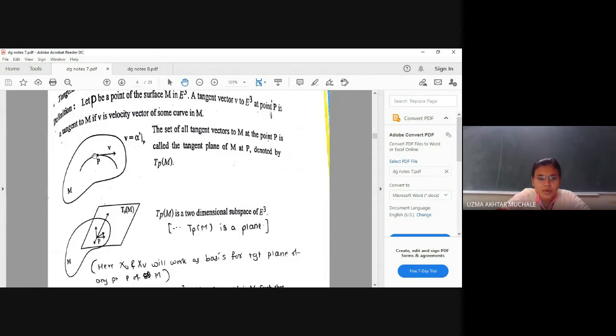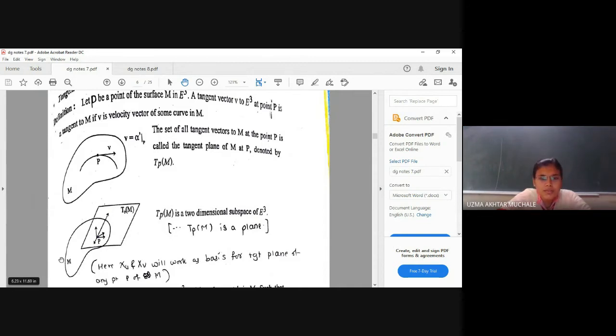Correct? But as the curve changes, or the point changes, there will be a change. Here, what is TPM? TPM is nothing but the tangent plane. And what we studied in the first chapter, TP of E3, is nothing but the tangent space. So the collection of all those tangent vectors at a point P is nothing but TPM. But if you change the point P, again the TPM will change, right?